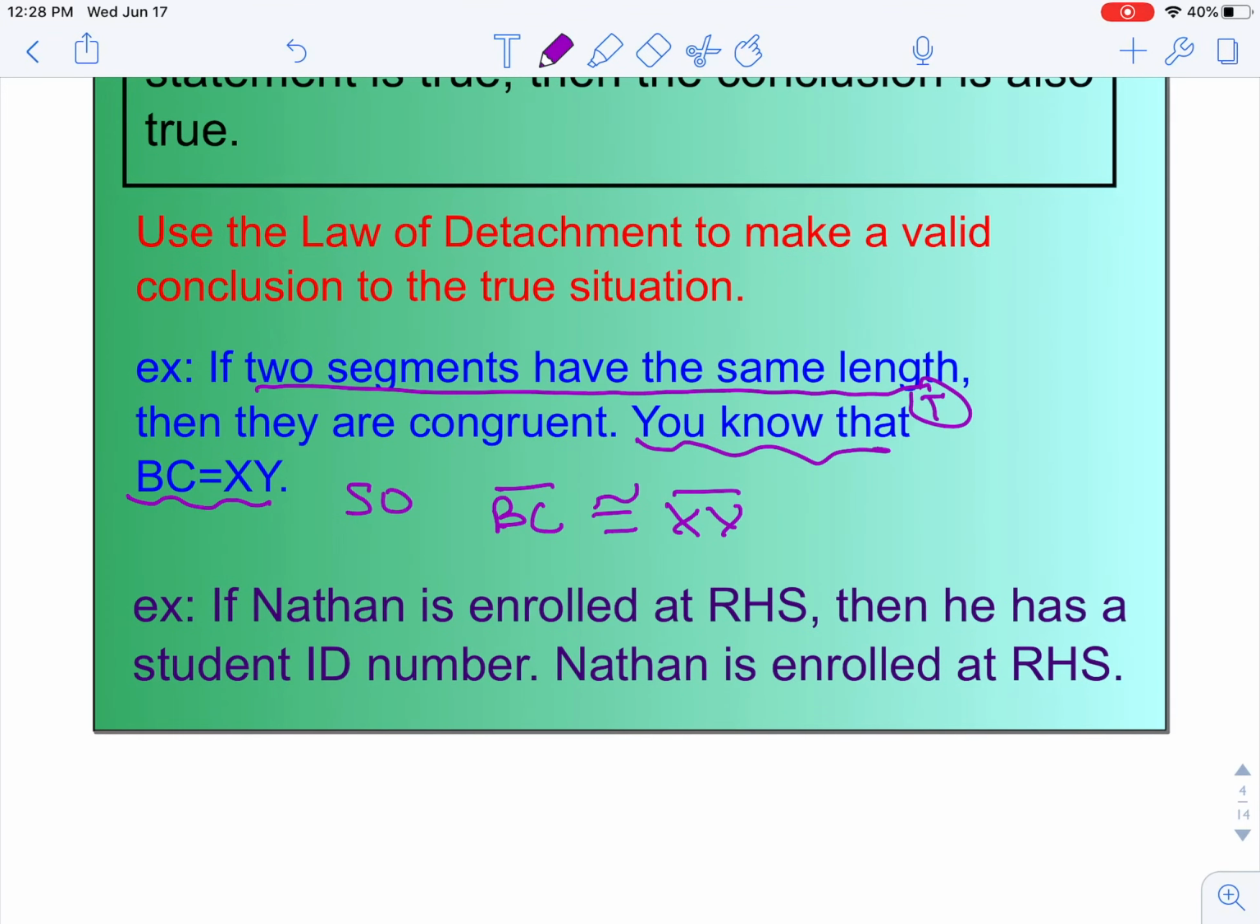Or maybe this next example might be easier to understand. If Nathan is enrolled at RHS, then he has a student ID number. That's a true situation. Now it's telling you that Nathan is enrolled at RHS, so Nathan has a student ID number.